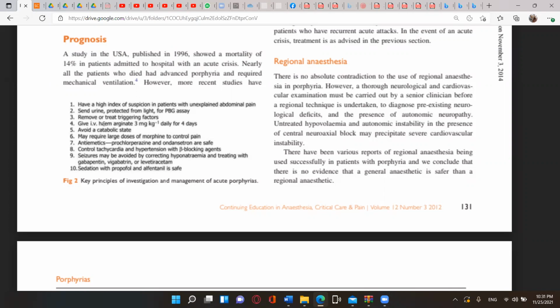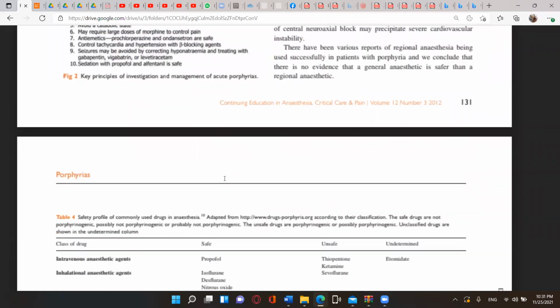Okay. So heme arginate will be given, and there will be severe pain, so pain control will be a big challenge. And the patient can have some abdominal symptoms like vomiting, and there will be a severe sympathetic response. So that's how you will control it. If there are seizures, you will control the seizures. There is no contraindication to regional anesthesia. You just have to avoid hypovolemia and hypotension, because it will precipitate an attack and further increase it.